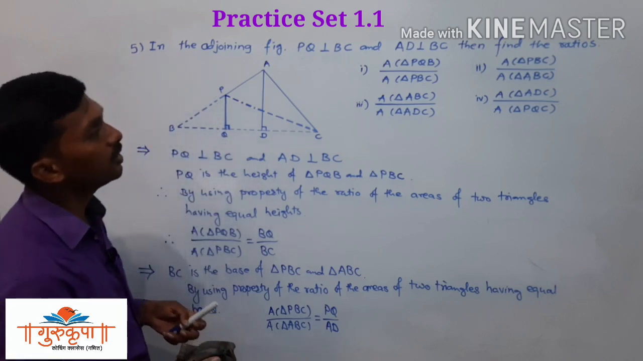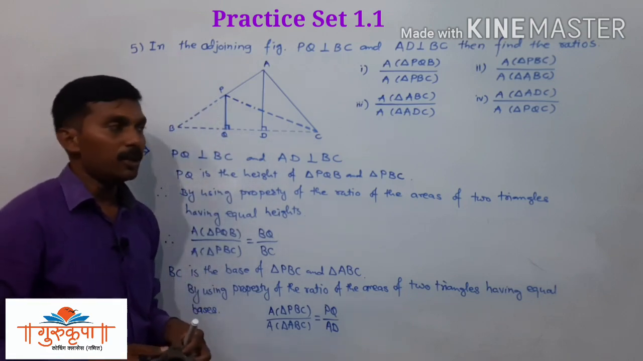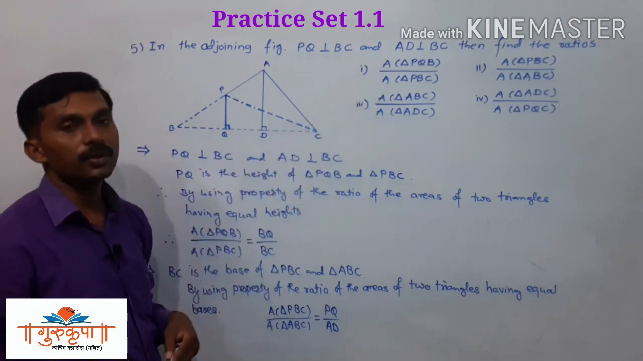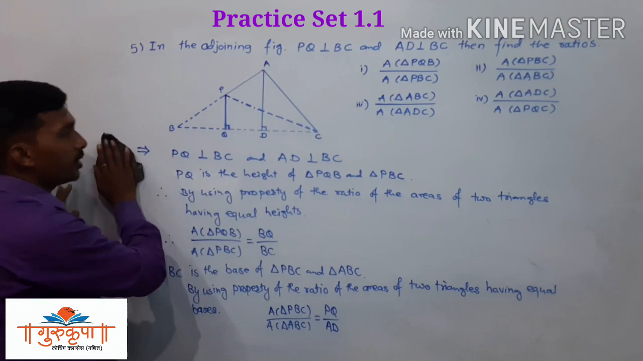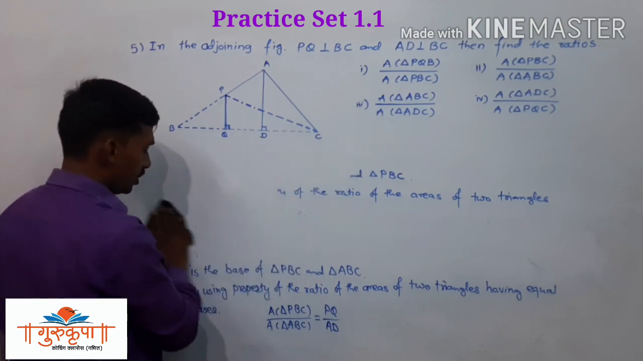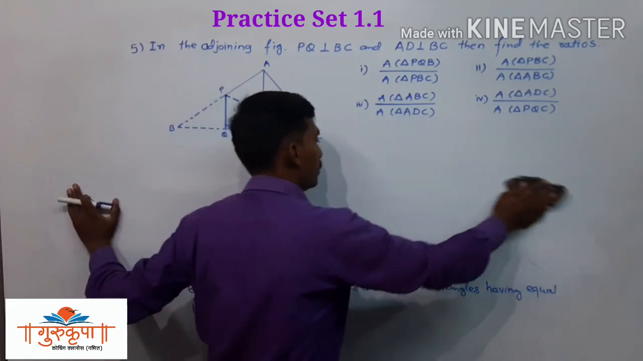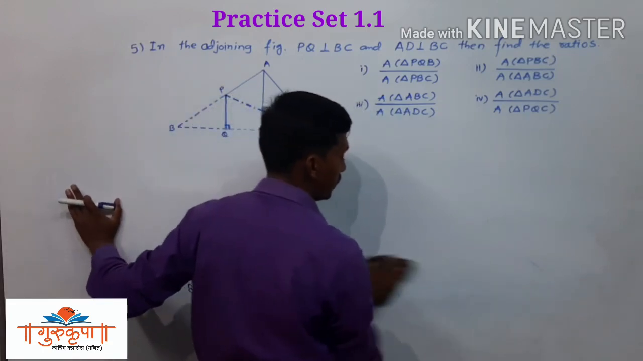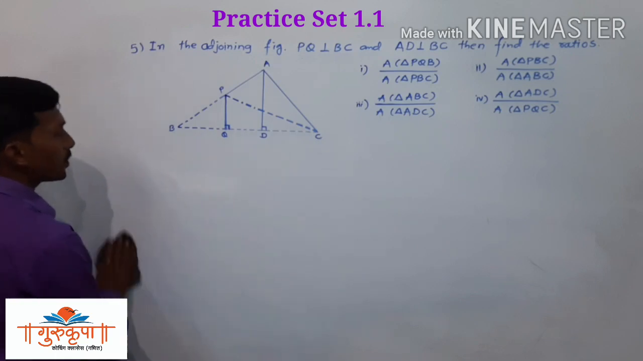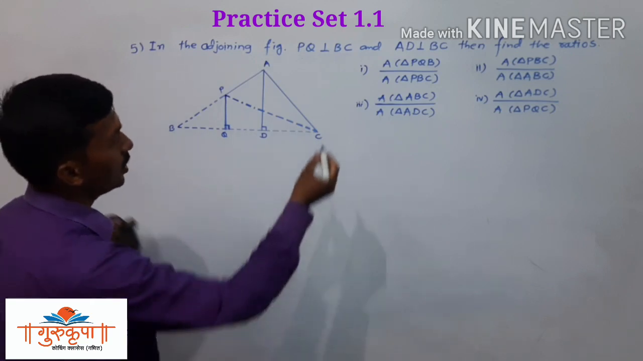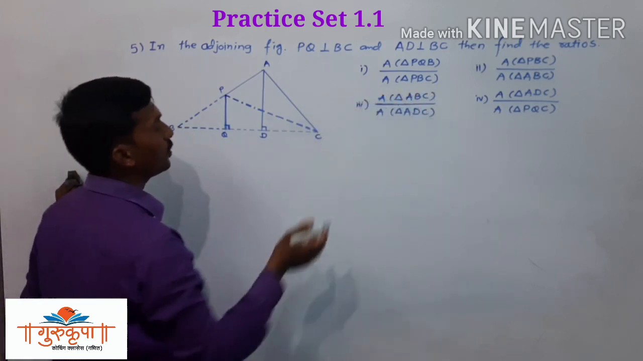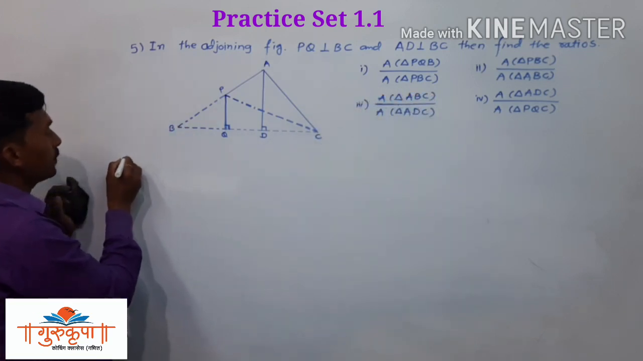Here we get the values of the first two ratios, and now we have to get the third and fourth values also. So we will get the value of the third ratio first and then the fourth ratio. Since the third value we have to find, that is area of triangle ABC upon area of triangle ADC.